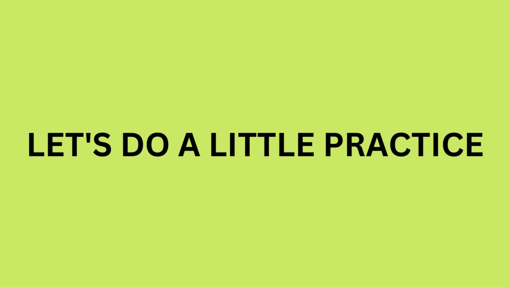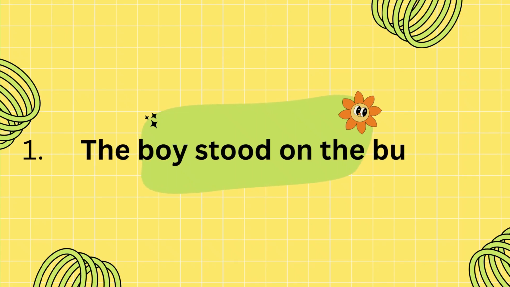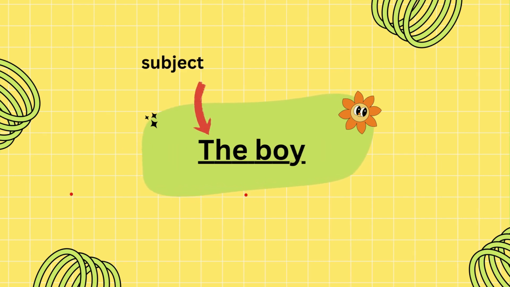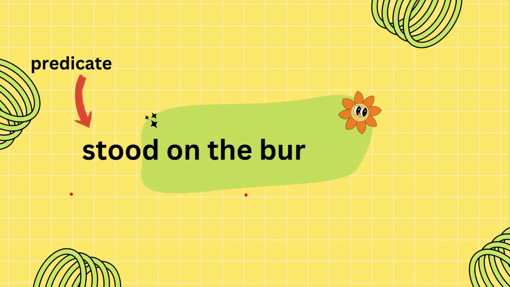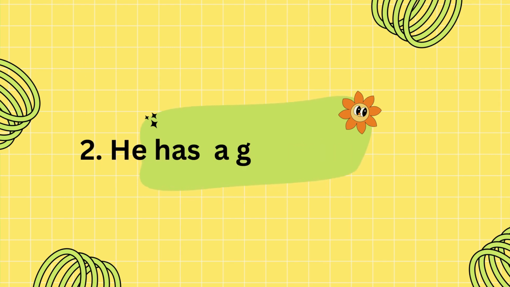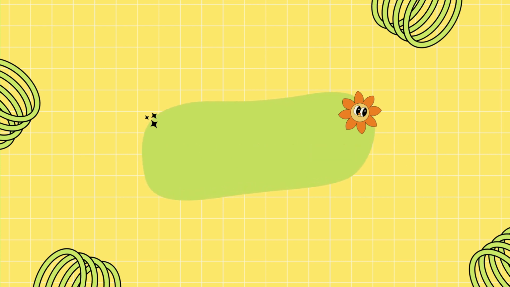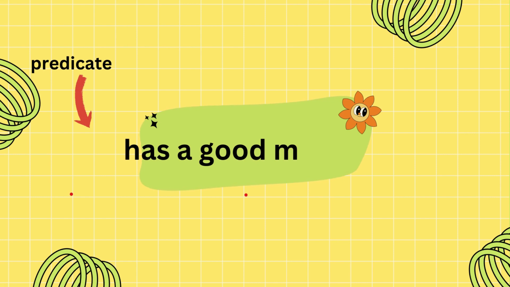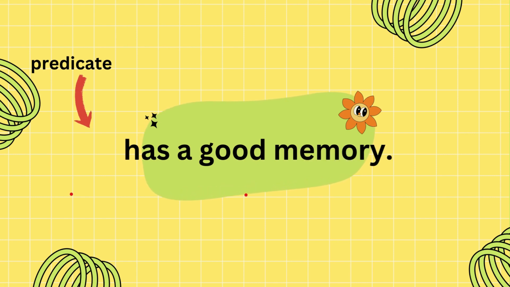Let's do a little practice over here. There's a sentence that I'm giving you. The boy stood on the burning deck. Now what's the subject? The boy, the person we are talking about. Stood on the burning deck is the predicate, because that's what we are saying about him. Or, for example, he has a good memory. So he is the subject, the person we are talking about, and has a good memory is what we are saying about that person. What does he have?